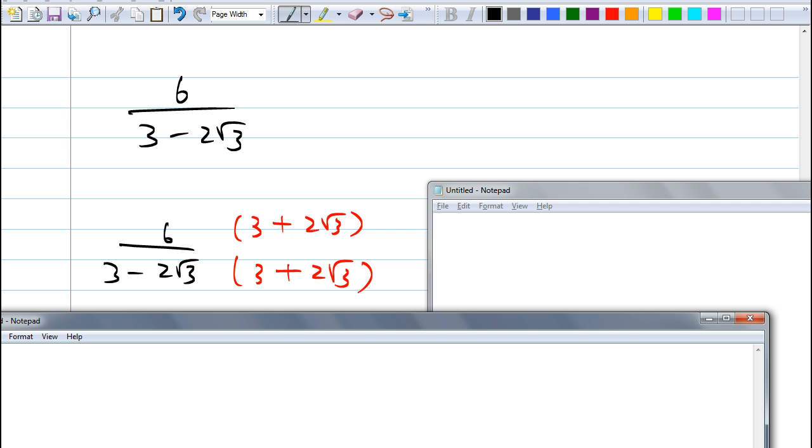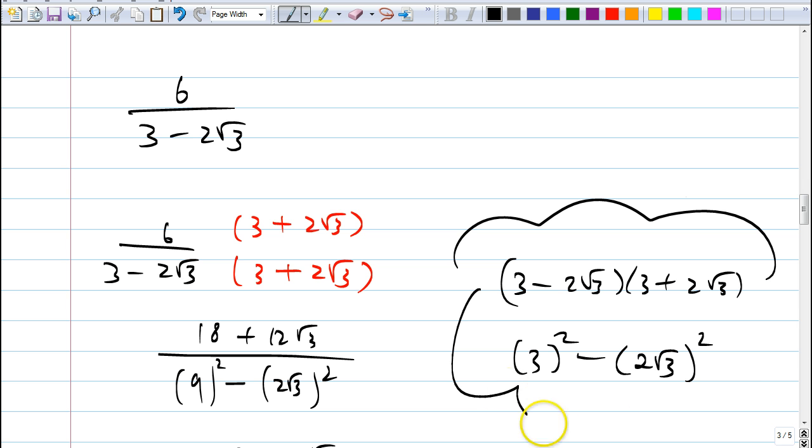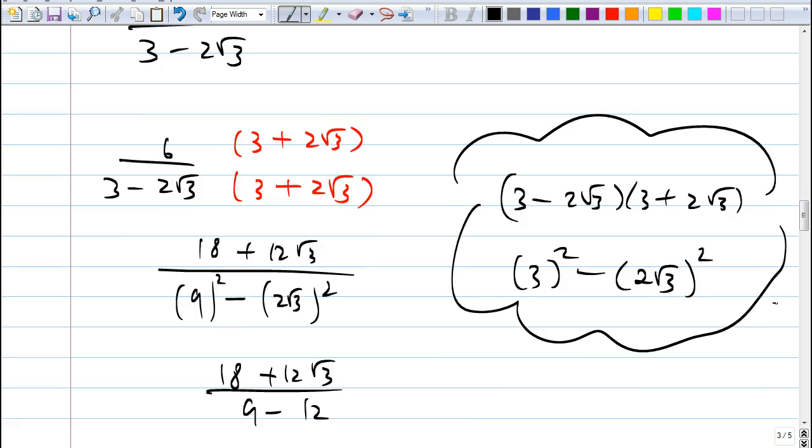Do you see how, by multiplying the denominator that contains the binomial with the radical by the same binomial except with addition instead of subtraction, it's like the difference of two squares? You get something like 9 squared minus 2 rad 3 squared. If you don't believe me, you can multiply it out on the side. Here's the work. When you do this, don't we get 9 minus 12 on the bottom? You see how we don't have any radicals on the bottom?